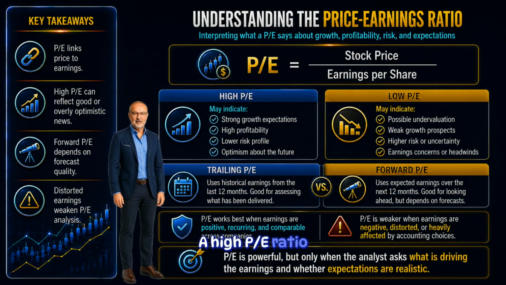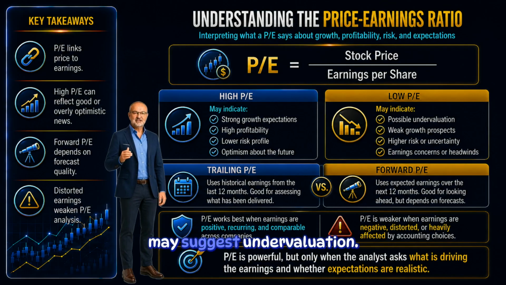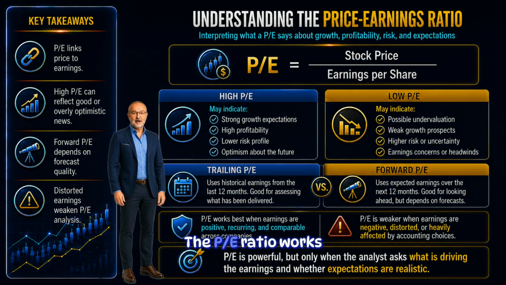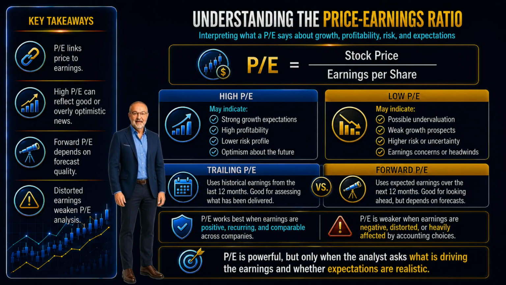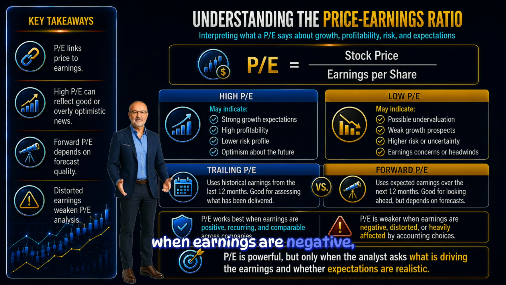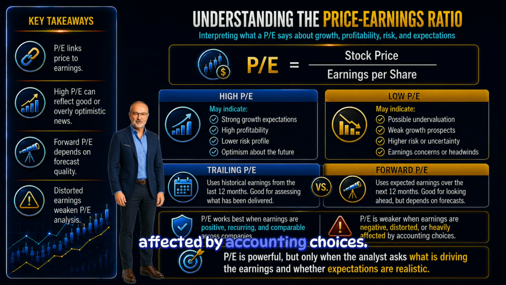A high P/E ratio may suggest that investors expect strong growth, high profitability, lower risk, or valuable future opportunities. But it may also suggest that expectations are too optimistic. A low P/E ratio may suggest undervaluation, but it may also suggest weak growth, low earnings quality, high risk, or temporary problems that may not be temporary after all. The P/E ratio works best when earnings are positive, recurring, and comparable across firms. It becomes less useful when earnings are negative, temporarily depressed, inflated by unusual gains, or heavily affected by accounting choices.